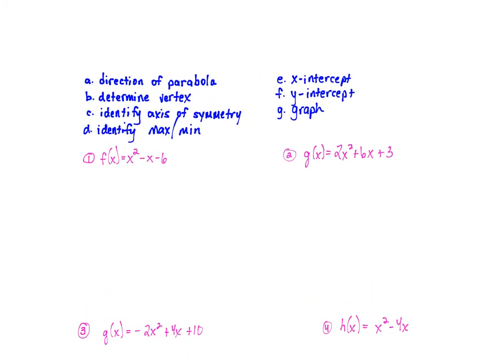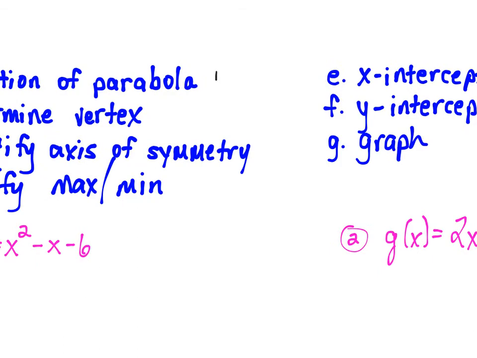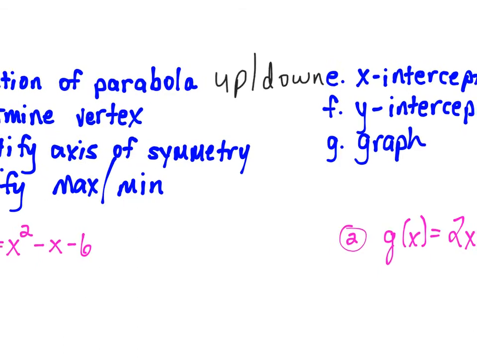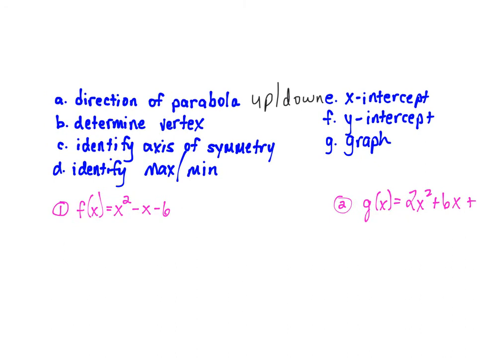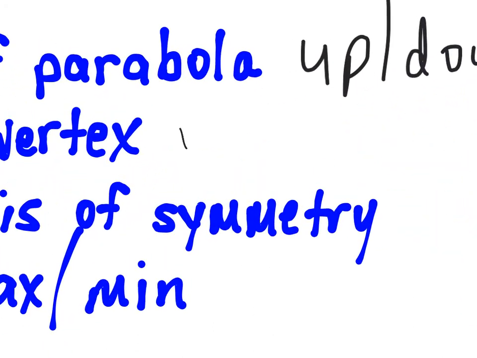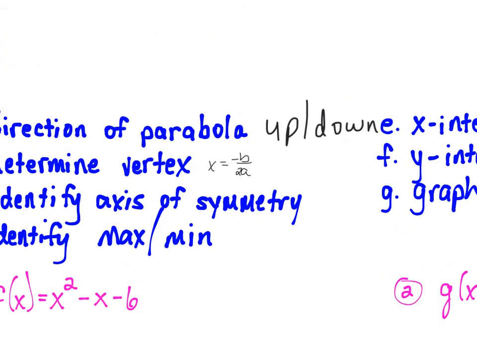When I say direction of the parabola, I mean which way does it open? You guys would tell me which way, up or down. Okay, so I'm looking for up or down in that case. When I say determine the vertex, I want the x part, comma, the y part. How do you find the x part of the vertex? What's that little formula? Negative b, good, over 2a. Then once you find that, what do you do with that answer? Plug it in. You plug it in.